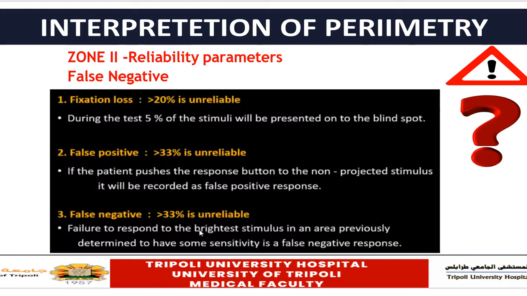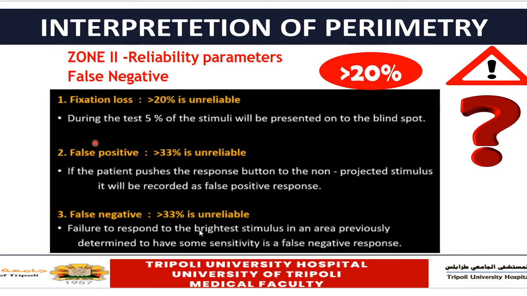As far as the reliability indices, most of the books mention that if fixation loss is more than 20%, regard the test as unreliable. And for false positive, if it is more than 33%, it is unreliable and you have to repeat the test. And also for the false negative. But most of the recent books mention that these values are very high, especially for the false positive. Now, false positive is a very dangerous one. So most of them say that if the test is more than 20% for either one of them, you should repeat the test.